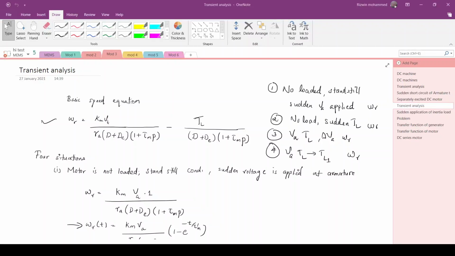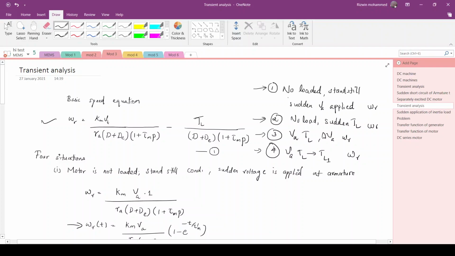Morning all. In today's class, we are going to discuss transient analysis. So, transient analysis of a separately excited DC motor. In this analysis, you'll be using the basic speed equation, omega r, that is given by equation number one. Okay. So, we have different conditions in this transient analysis. We are studying four cases, 1, 2, 3, 4, as listed.